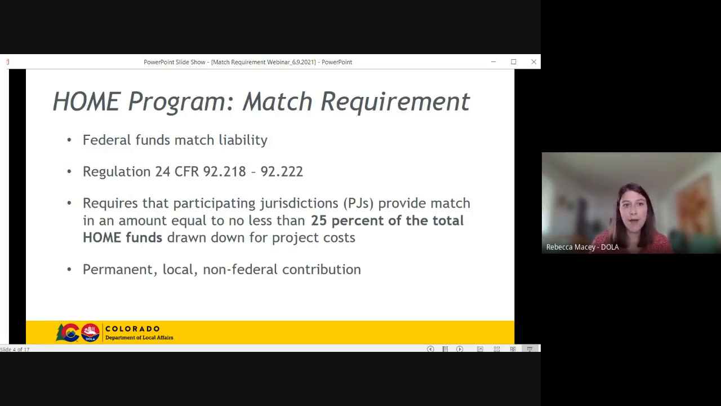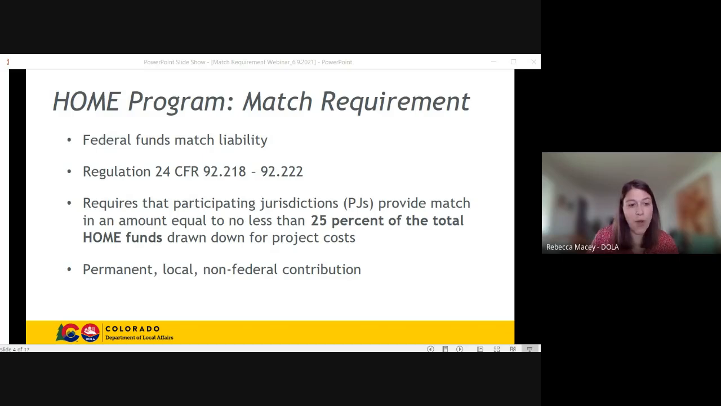So first we'll talk about the federal source, the HOME program, and the match requirement there. So this is a federal funds match liability, and the regulation 24 CFR 92.218 to 92.222 spells it out if you want to read the specifics there. And basically it requires that participating jurisdictions provide match in an amount equal to no less than 25% of the total HOME funds drawn down for the project.